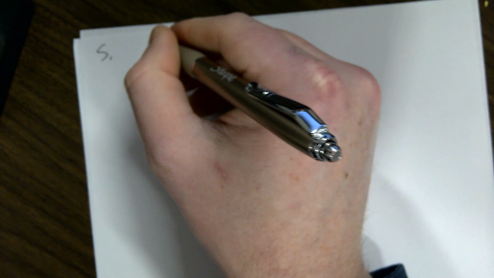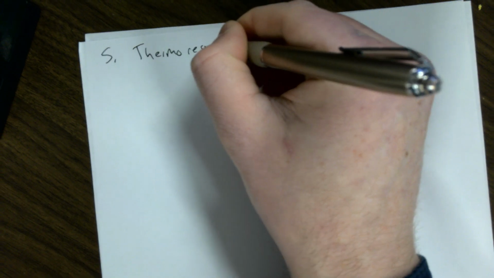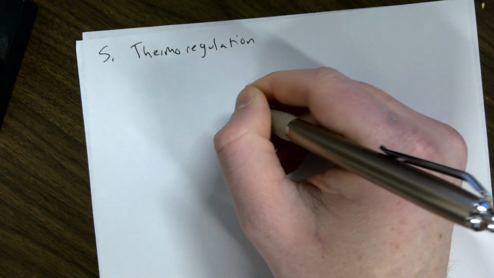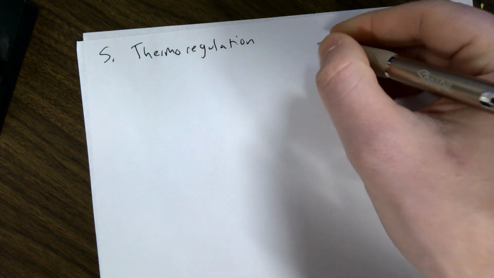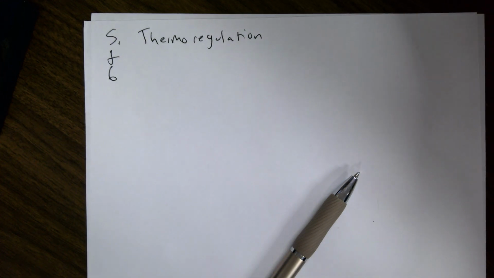Okay. Standard 5, thermoregulation. Thermoregulation is maintaining your temperature. We're actually going to do 5 and 6 together, because they're both about thermoregulation, but they're two different standards. So what do we need to know about thermoregulation? Kind of a lot, which is why there are two standards on it.